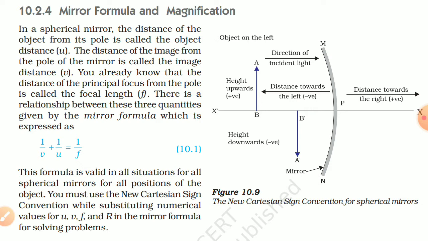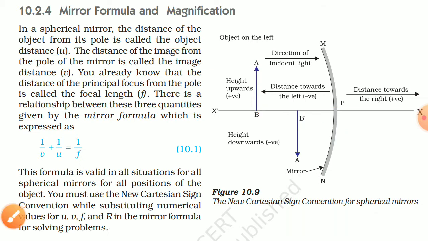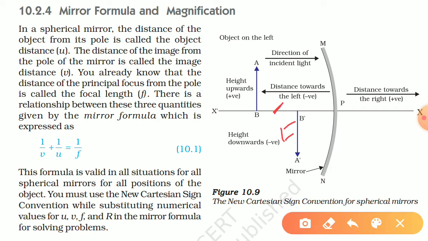So in this figure you can take this as the object, and the distance from pole P to it is our object distance, whereas the distance from pole P to this image is called our image distance. You already know that the distance of the principal focus from the pole is called the focal length. Here there is a focal point F, so the distance between F and pole P is called the focal length.